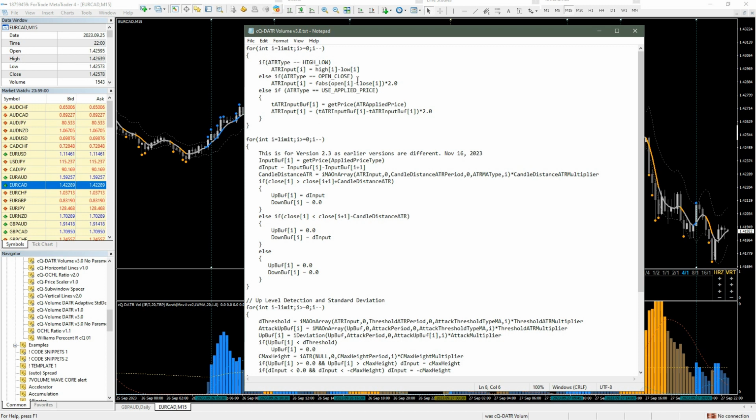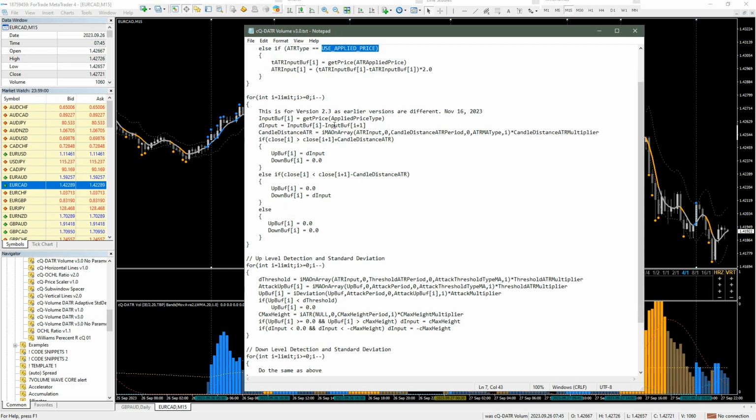And this is just the generic type C code. It calculates the ATR first. As you could tell, there were 3 different modes: the high, low, open, close, and use applied price. This is basically what goes on there. This is the beginning of the DATR and how it's calculated. As you can see, this candle distance is using this ATR in its calculation. It's really just a moving average. Again, this is the ATR moving average type. Again, it will affect the rest of everything down the chain.